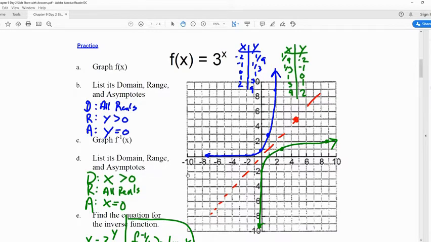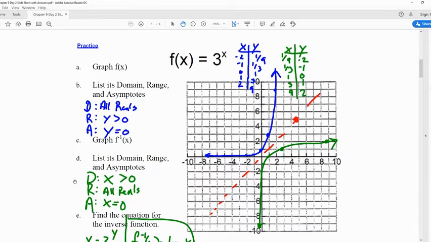List the domain, the range, and the asymptotes of my green graph. For the domain, I'm only using x values on this side of the graph, so x has to be greater than 0. For the range, there's graph down here and graph up here, so I have all reals. And the asymptote is the line x equals 0. It's that vertical line I'm getting closer and closer to as the x values get closer to 0.